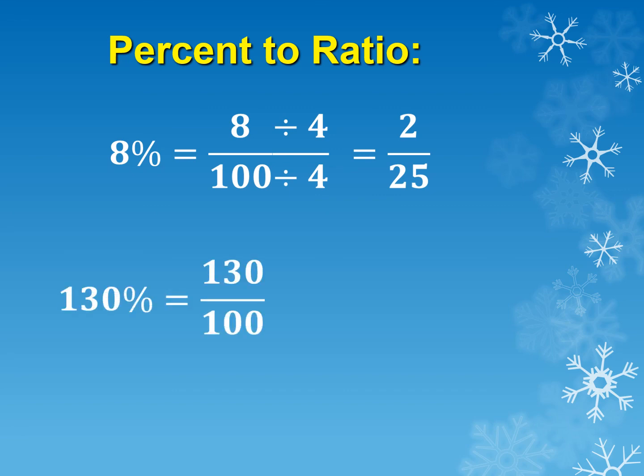How about 130%? 130% can be written as 130 over 100. From here, think of a number that can divide 130 and 100. Yes, it is 10, the largest number. So 130 divided by 10 and 100 divided by 10 is 13 over 10. So that is how we rewrite percent to ratio.